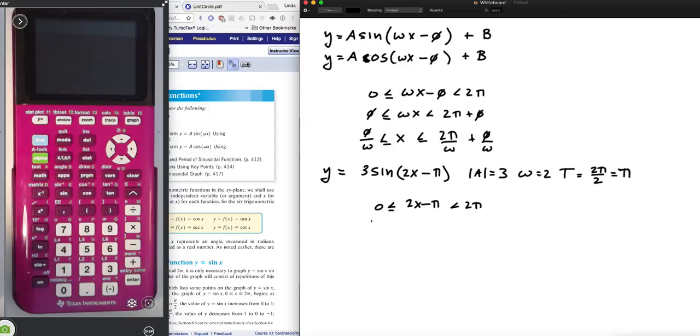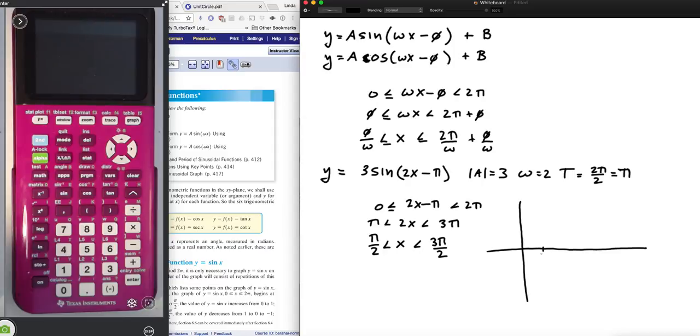So I add pi all the way across. I add pi to 2 pi, I get 3 pi. Divide everything by 2. Pi over 2 less than x less than 3 pi over 2. This now gives me the interval for one cycle. So when I come over here now to draw this one, I'm starting at pi over 2 and ending at 3 pi over 2. That is where one cycle of my trig function is going to land.